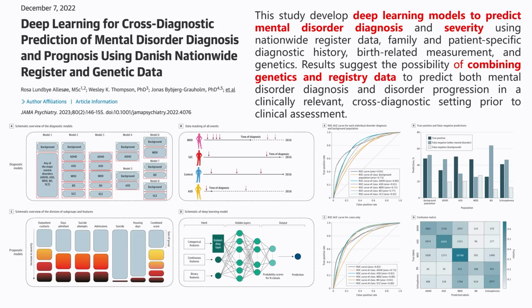And the next is an example of continuous prediction. This is a paper just recently published in JAMA Psychiatry, which used deep learning to predict both mental disorder diagnosis and severity. Here they are using data from the Danish nationwide register and genetic data. By combining the genetics and registration, they could predict both the diagnosis categories and also the disease progression in their symptom severity.